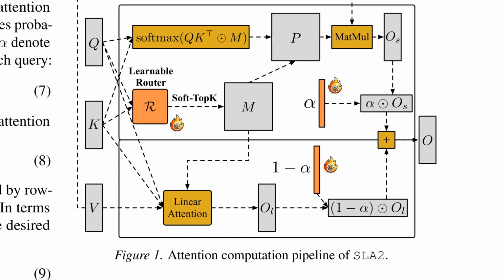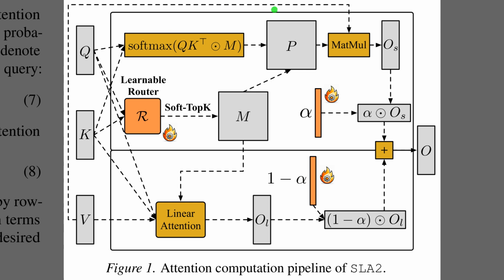Alright, Figure 1 illustrates the overall pipeline of the SLA2 method. On the left, we have the standard query, key, and value inputs, but notice the orange block labeled Learnable Router in the center. This router analyzes the queries and keys to generate a mask, M, which dynamically selects the most critical attention pairs. Following the top path, the model uses this mask to perform sparse attention, computing exact softmax values only for those selected elements to get the sparse output, OS. Meanwhile, the bottom path processes the global context using efficient linear attention to generate the linear output, OL. To combine them, the system uses a learnable parameter, alpha, to weight and sum the two branches, ensuring the final output balances precision and efficiency.